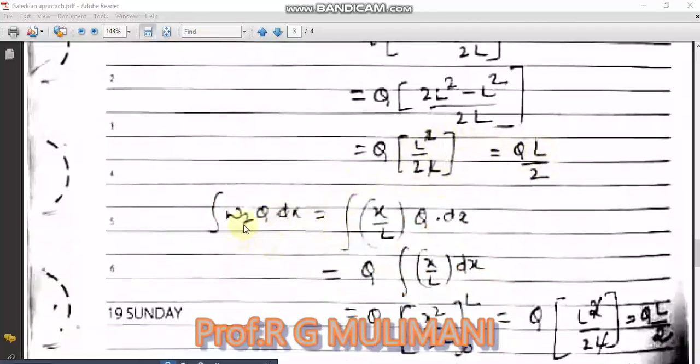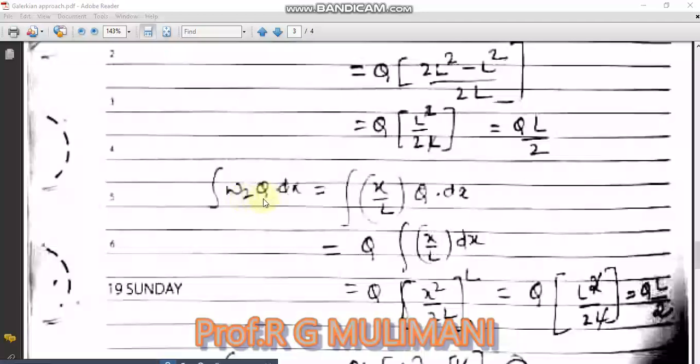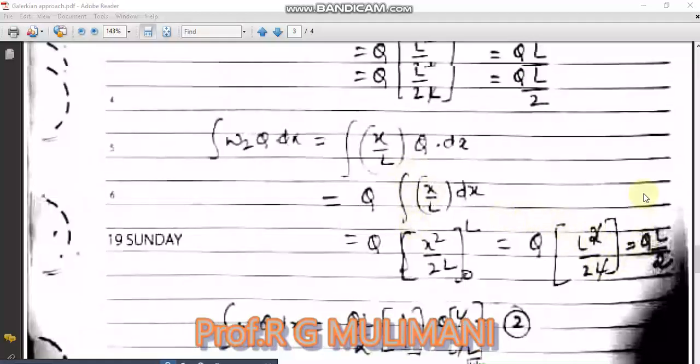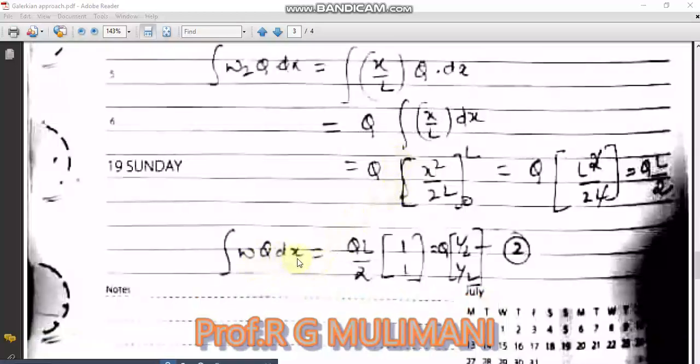Similarly, you take the other weighting function, that is W2. W2 is nothing but N2, that is x by L. Take the Q constant outside, and integrating x by L gives x square by 2L. Applying the limits 0 to L, it is again QL by 2. You get the same value here. So, as you have two values here, W1 and W2, we get QL by 2 times [1 1]. If you want, you can take Q outside, so inside the matrix it is L by 2, L by 2.